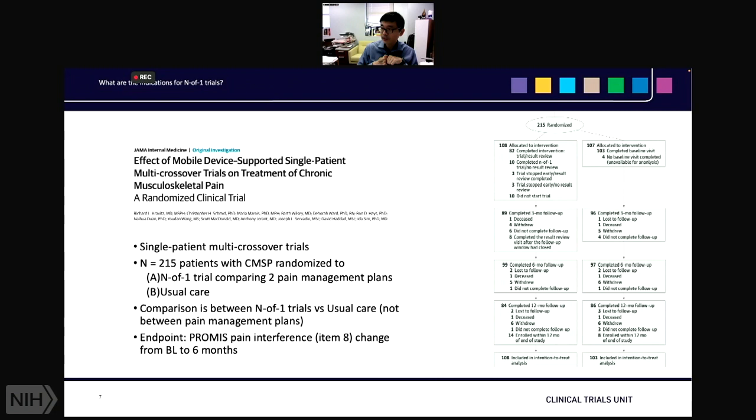The primary endpoint of the study is the PROMIS pain interference scale, item 8, and the endpoint is defined as change from baseline to 6 months. So a small change is good. Hopefully we have a negative change. That's the basic study design: 215 patients randomized to N-of-1 versus usual care.